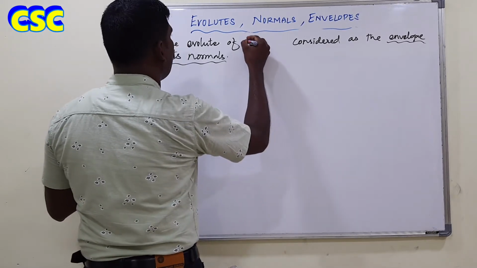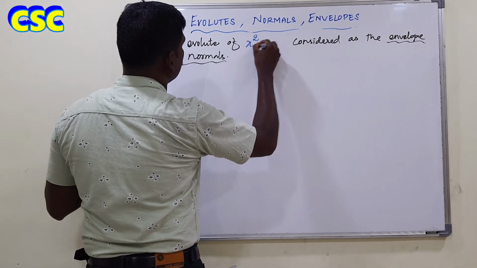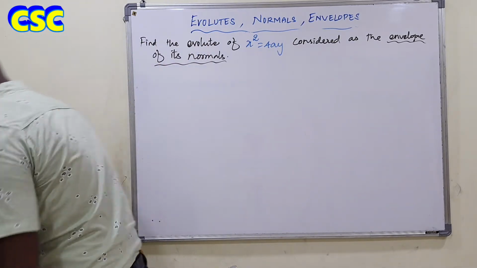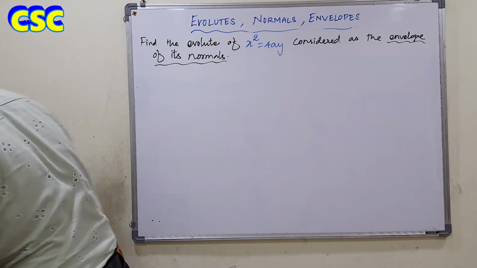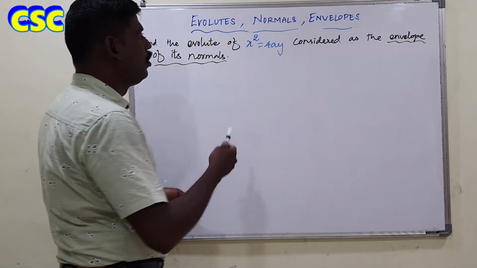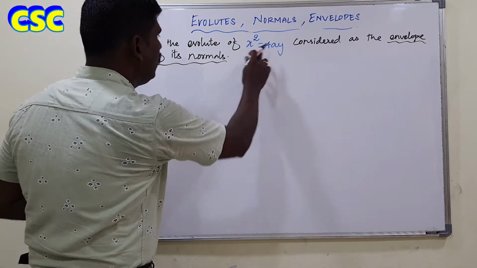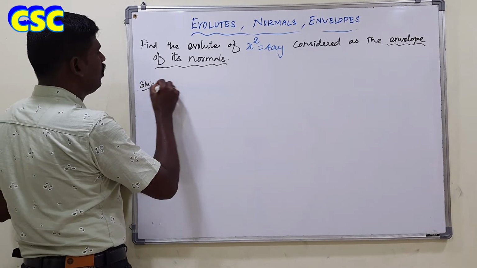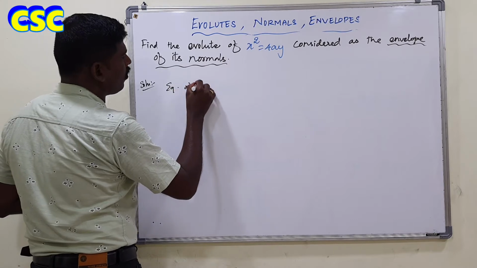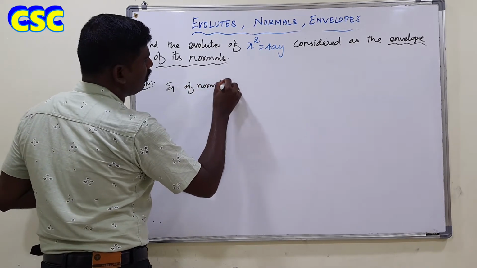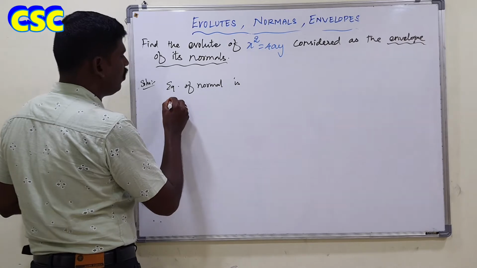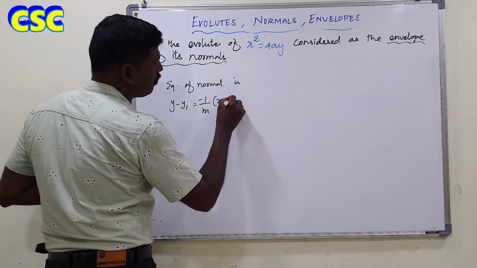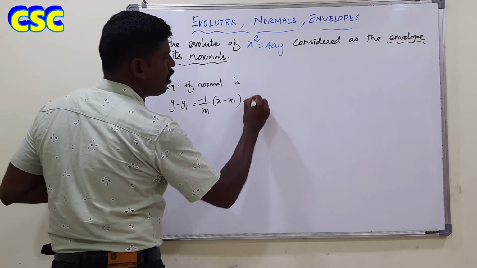Find the evolute of x square is equal to 4ay. Consider the envelope of its normals. Right. So I am going to proceed the same procedure to find the evolute of the normals. Okay, first one, solution. Equation of normals. Equation of normal is what? y minus y1 equal to minus 1 by m into (x minus x1). Call it as equation number 1.